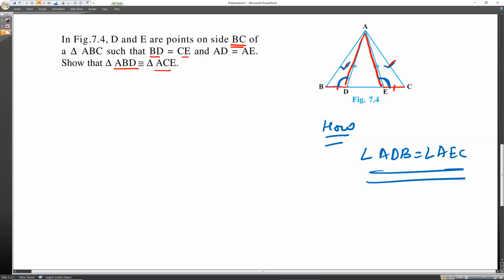If you are able to prove this, it is very simple: side AD is equal to AE, it is given, BD is equal to CE, it is also given, and if this angle is equal to this angle, then by SAS these two triangles will be congruent. So this is the task: how will you prove these two angles equal? Tell me fast.